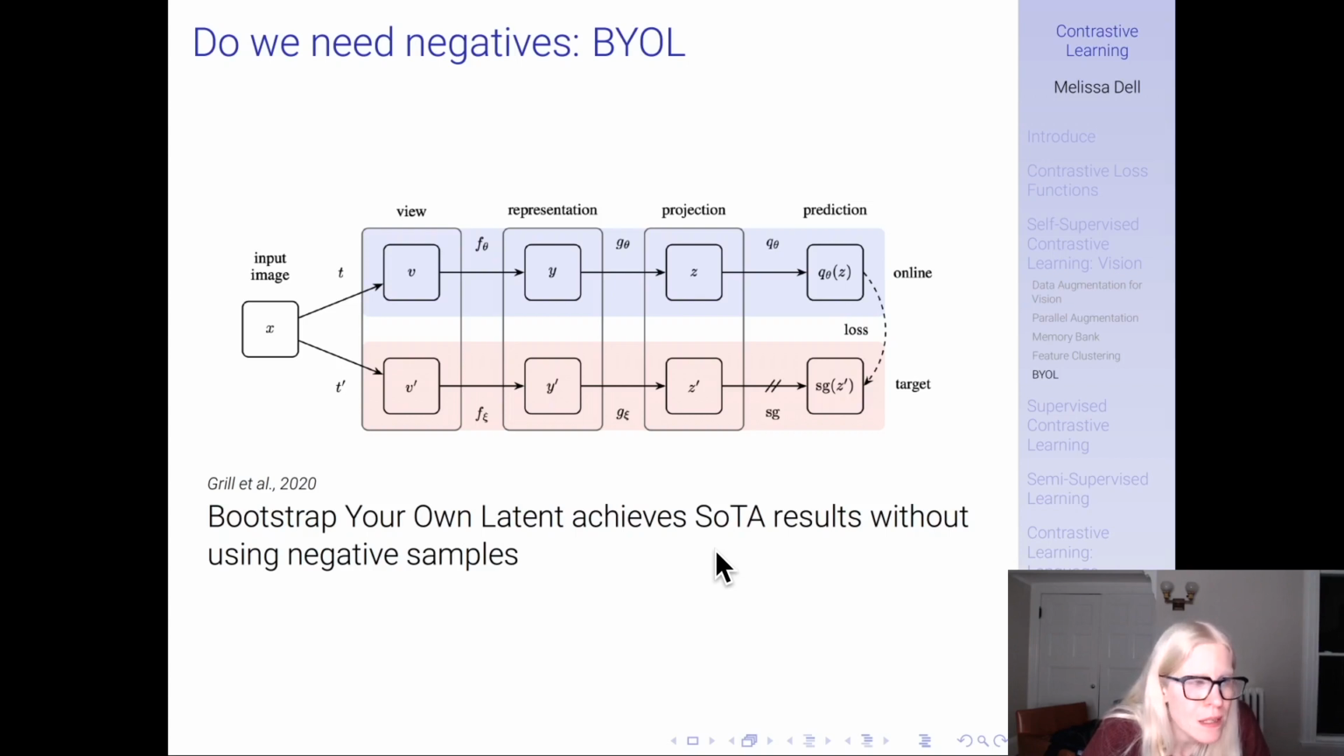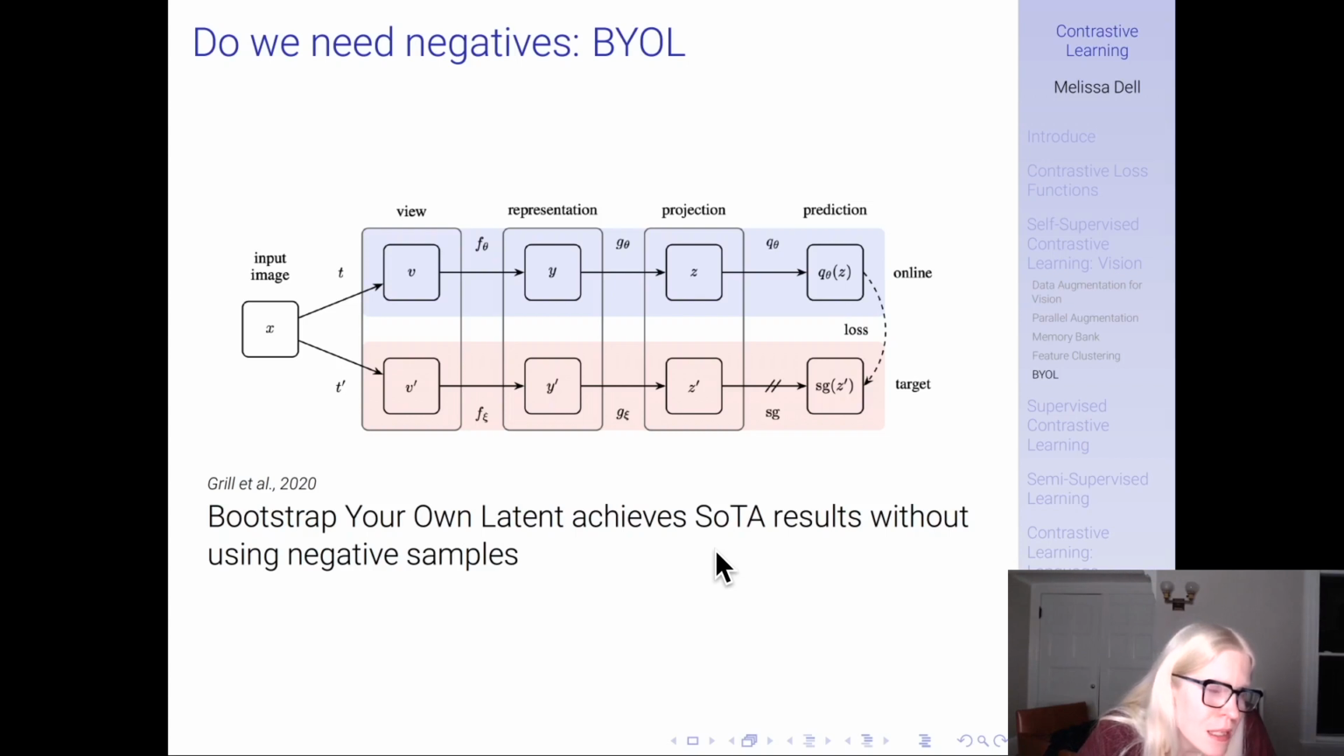And so there was this study in 2020 called Bootstrap Your Own Latent, which surprisingly was able to achieve state-of-the-art results without using negative samples at all. So let me explain what they're doing. Here they have an input image, x, and they take two data augmentations of that to get different views. So think of this maybe as two randomly cropped views of the same image.